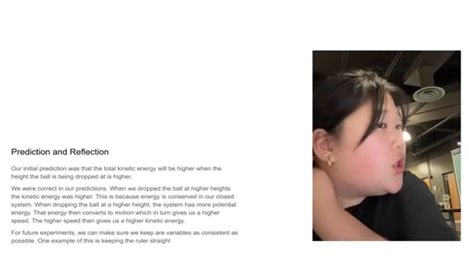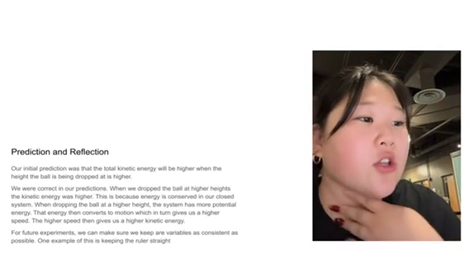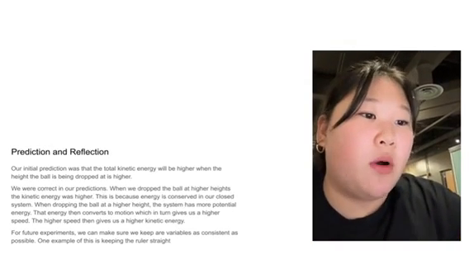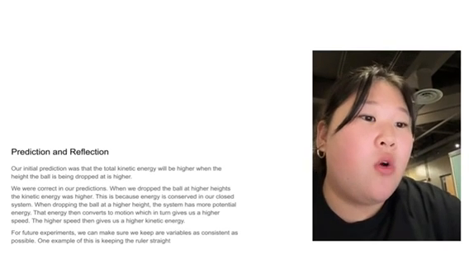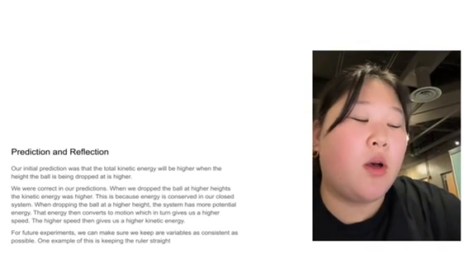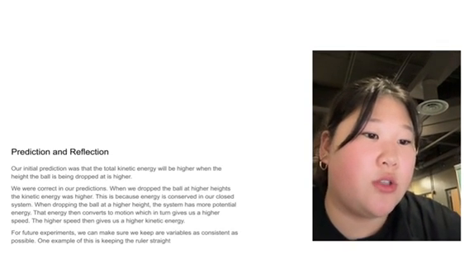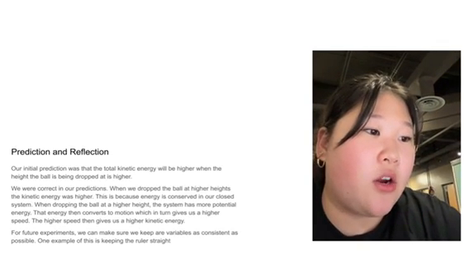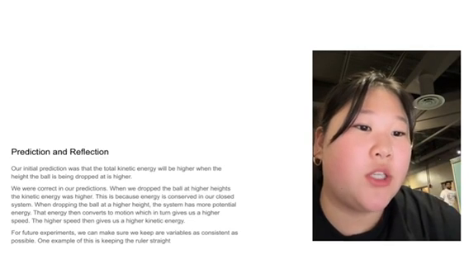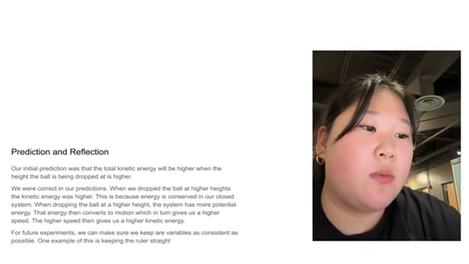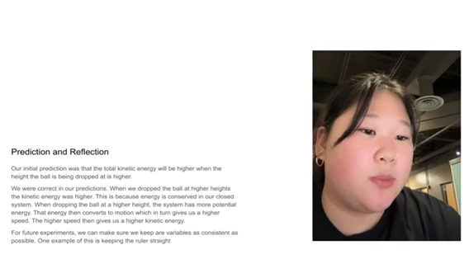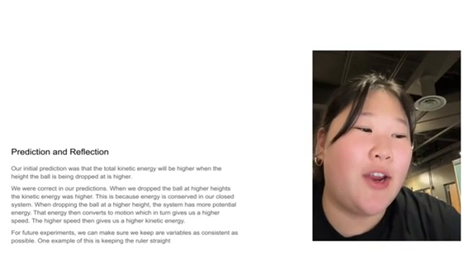Our initial prediction was that the total kinetic energy will be higher when the height of the ball being dropped is higher. We were correct in our predictions. When we dropped the ball at higher heights, the kinetic energy was higher. This is because the energy is conserved in our closed system. When dropping the ball at higher heights, that energy then converts to motion, which in turn gives us a higher speed. The higher speed then gives us a higher kinetic energy.